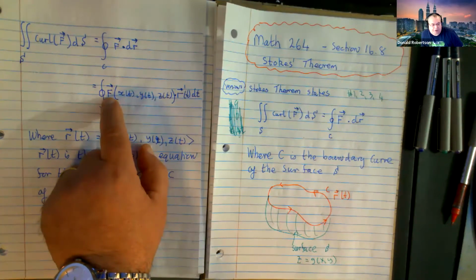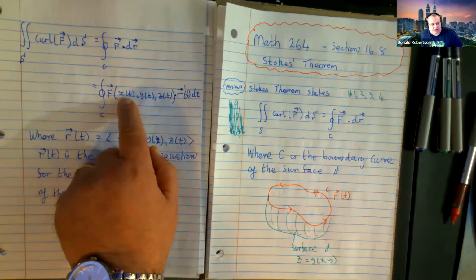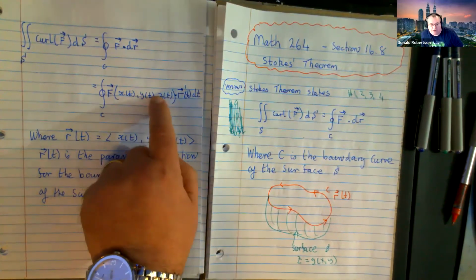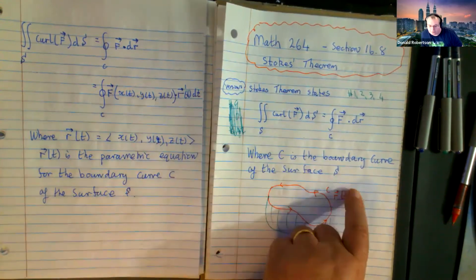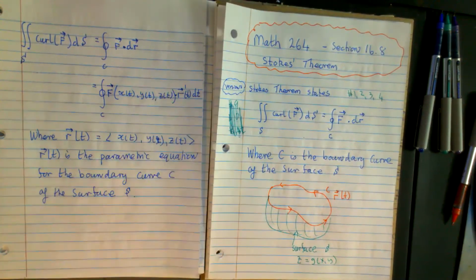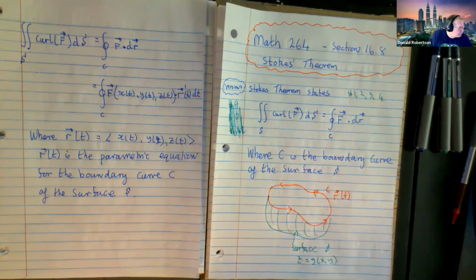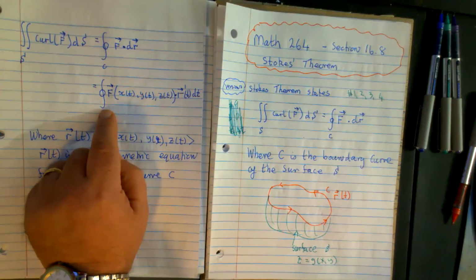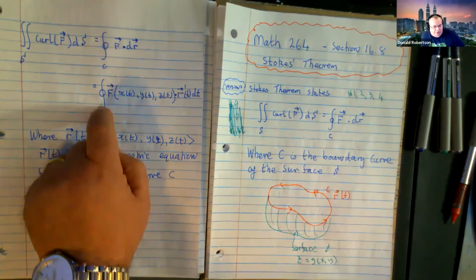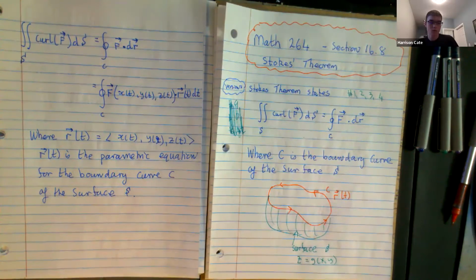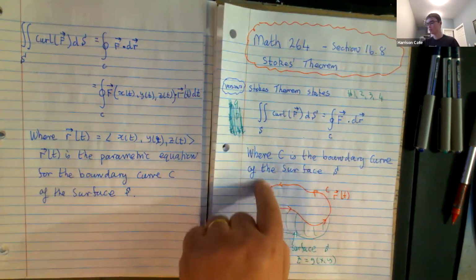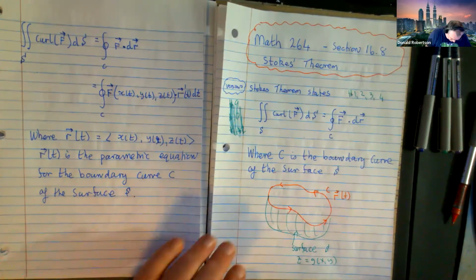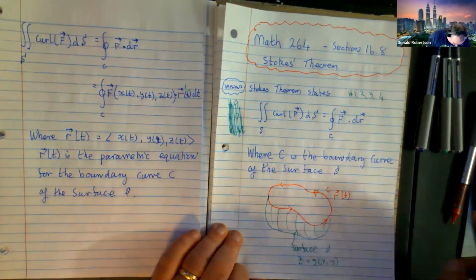It's the vector field where all the x, y, and z's, all these guys here, are turned into t's, times the derivative of this fella, dt. So it ends up being essentially a single integral. And almost every question ends up being a circle, so it's going to be from 0 to 2 pi. And R of t then is the boundary curve of the surface. So we are going to create a 3-dimensional R of t.